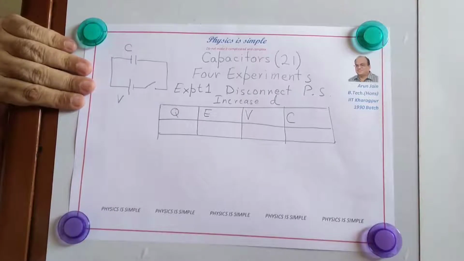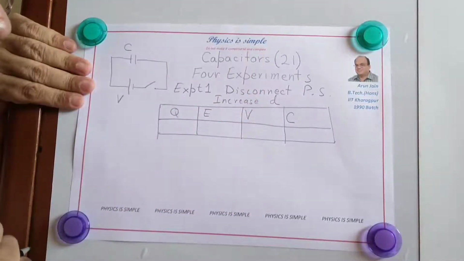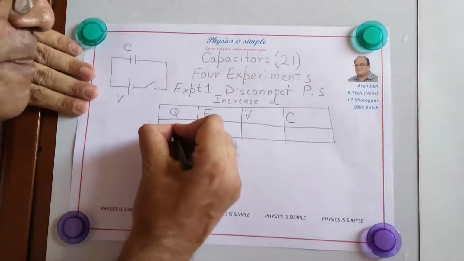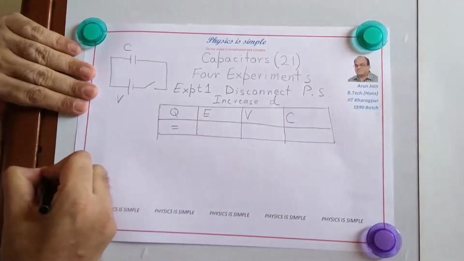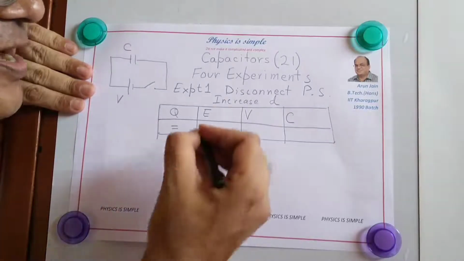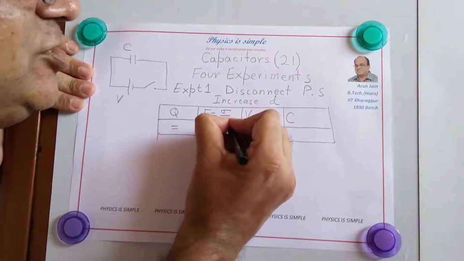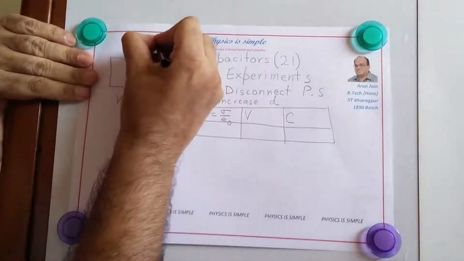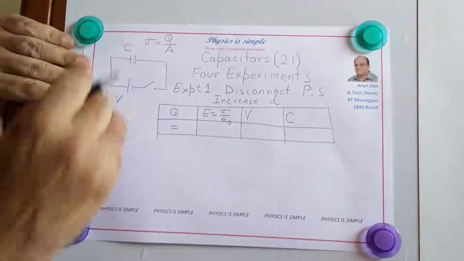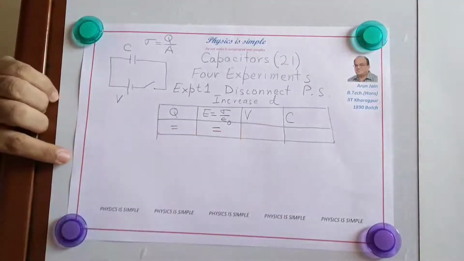Now what will happen to charge? Charge is trapped because the power supply is no longer connected. So charge cannot run away anywhere. So because charge is trapped, it will remain constant. What about the electric field? Electric field is given by sigma by epsilon naught. Sigma is charge per unit area. Charge is not changing, area of the plates is not changing. So therefore, electric field will also remain constant.